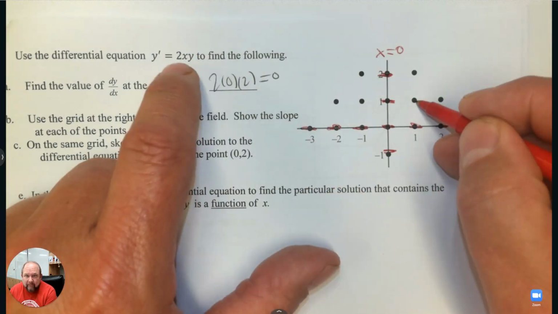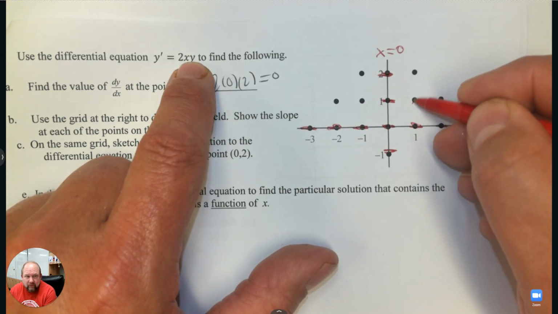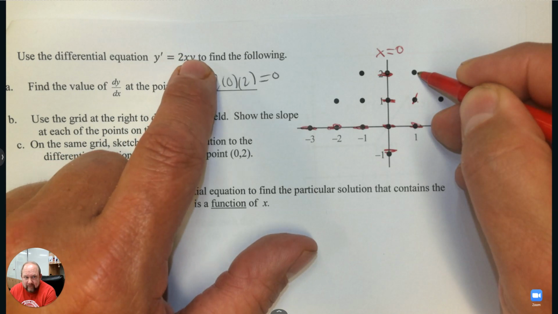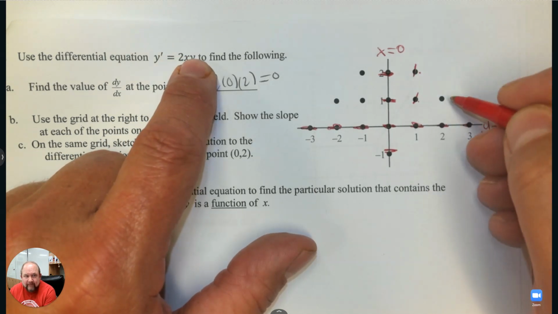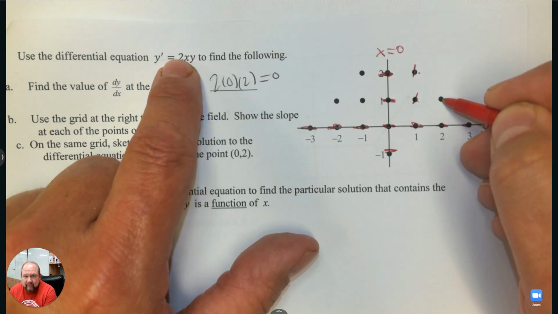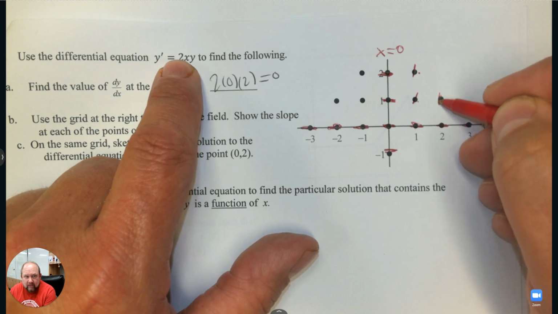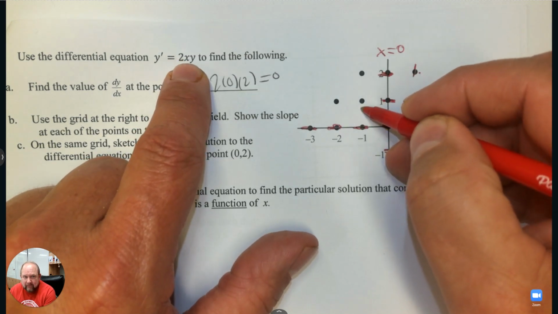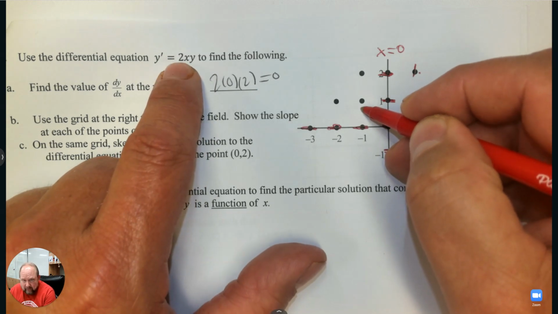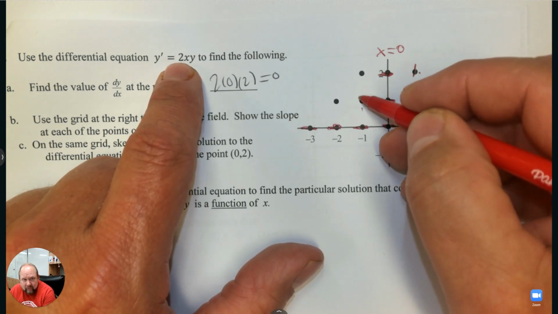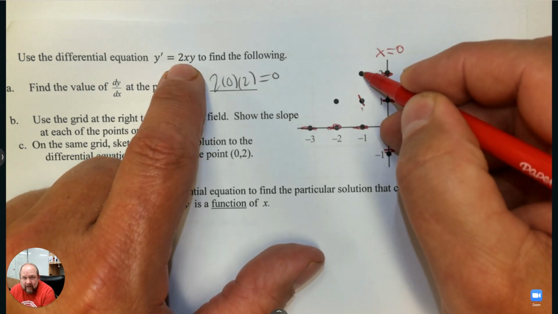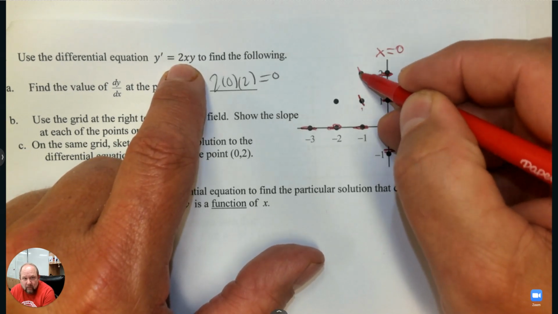So 1, 1. If I plug in 1 and 1, the answer is 2. 1, 2. If I plug in 2 times 1 times 2, the answer is 4. 2, 1. The answer is 4. But on this side, negative 1 and positive 1. So 2 times negative 1 times 1 is negative 2. Here, 2 times negative 1 times 2 is negative 4.